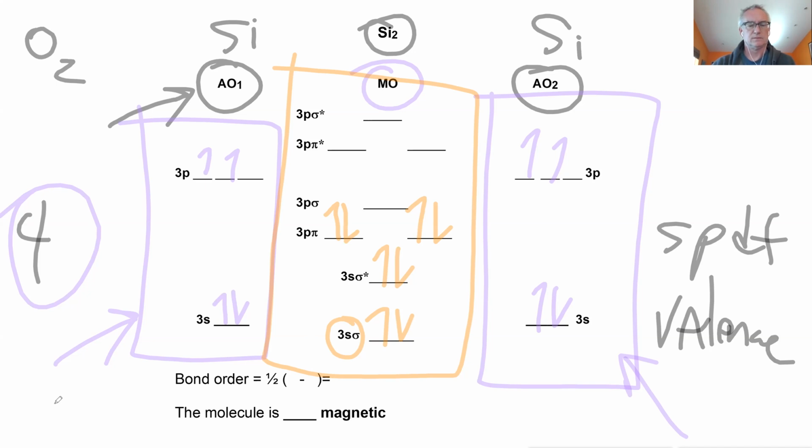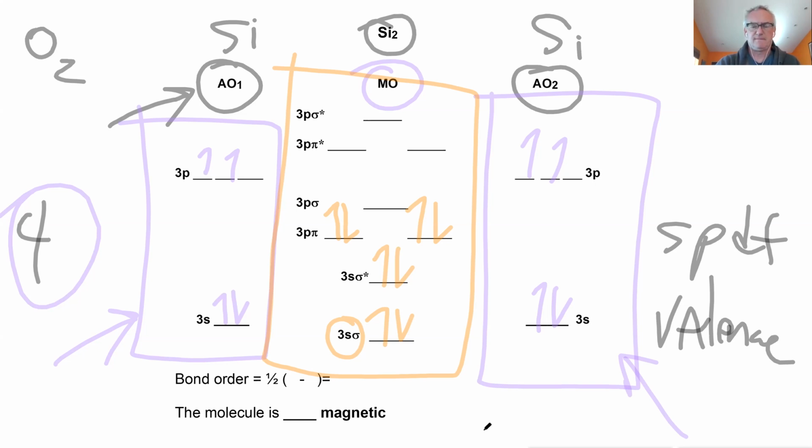Are you just listing them from bottom to top or from lowest to highest energy when you are writing out the bond order? The bond order is simply how many electrons are bonding and how many electrons are anti-bonding. So how many electrons do we have in bonding orbitals? Now remember, we're just looking at the molecular orbitals at this point. So would we be doing 6 minus 2 divided by 2? So where are 6 bonding electrons?